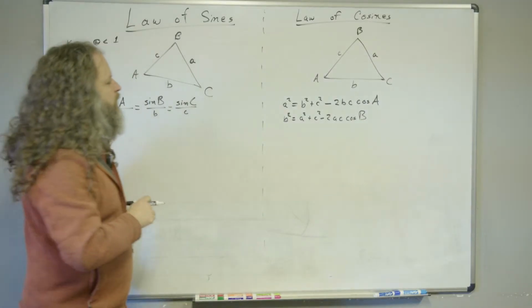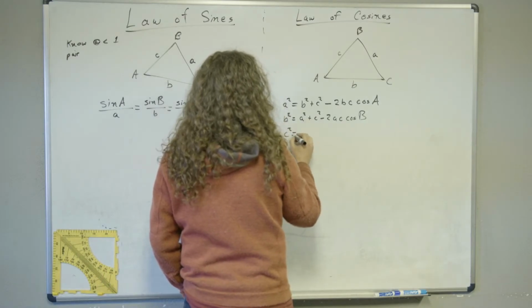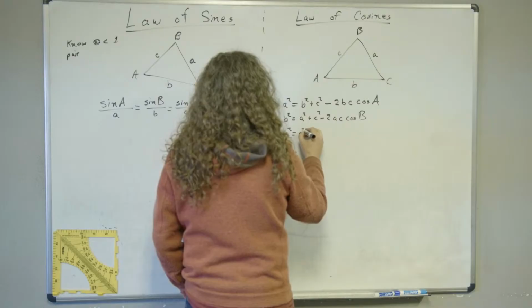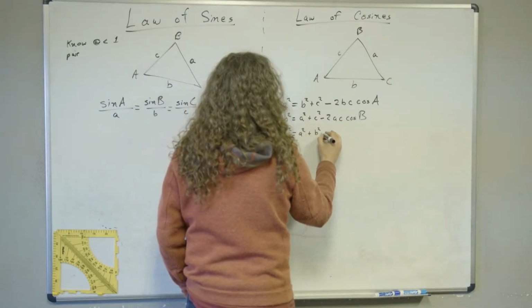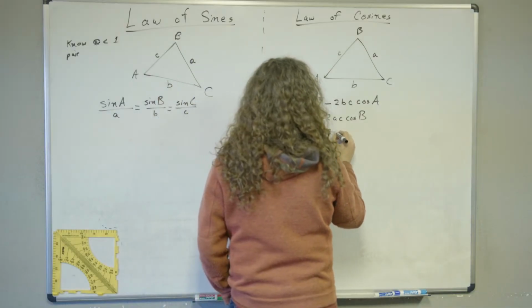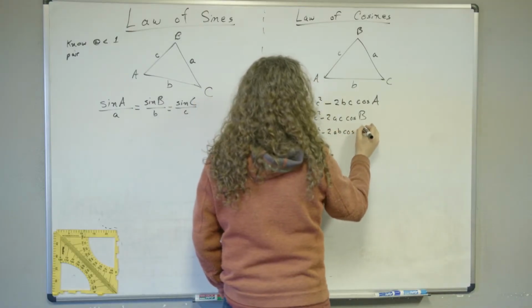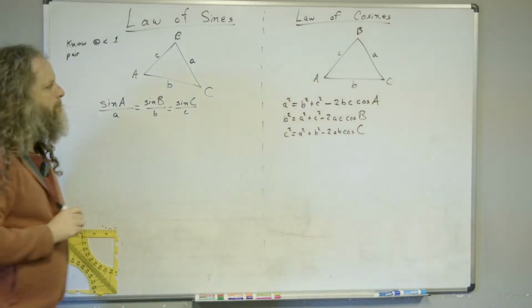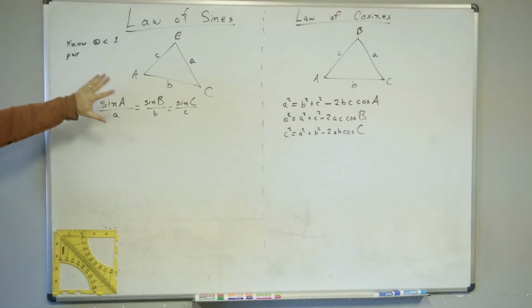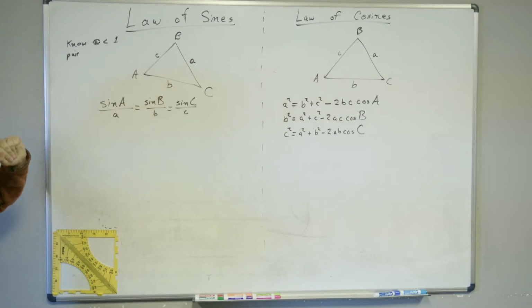So then the one in terms of C would be C squared equals the other two sides squared: A squared plus B squared minus 2 times A and B times the cosine of the angle that goes with this one, so C. You're going to use this one if you can, and that's if you know a pair. If you don't know a pair, you've got to use law of cosines at least once.